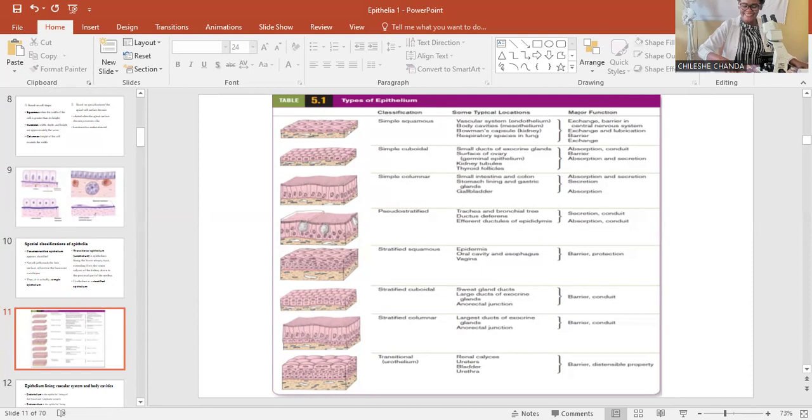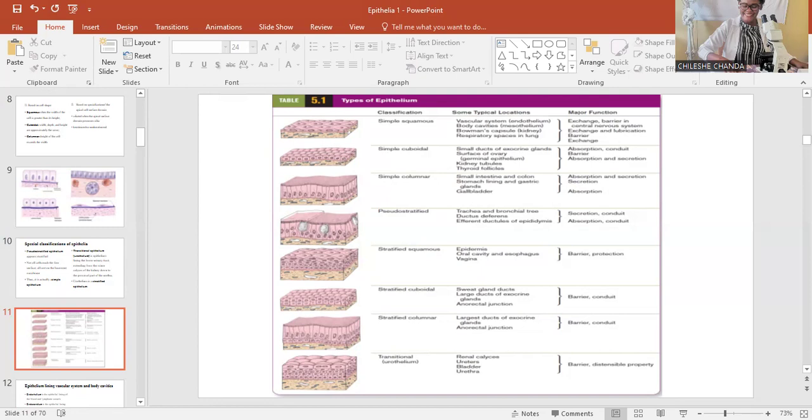Non-keratinized stratified squamous epithelium is found in places where there's a lot of abrasion, where there is need for protection. For example, the mouth, for example, the vagina, where these organs undergo a lot of abrasion and they need protection. So you're going to find stratified squamous epithelium, non-keratinized, in such areas.